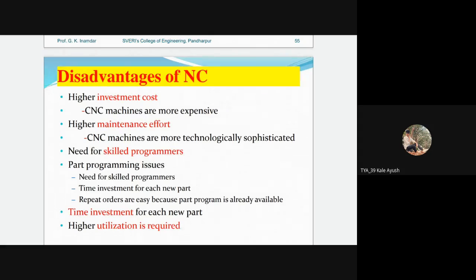Otherwise, now we will know how skilled we are. In next chapter that will be major. In the next chapter we have to create the program, the part program we have to create. At that time we will see how skilled we are as programmers. Now part programming, some issues are there.